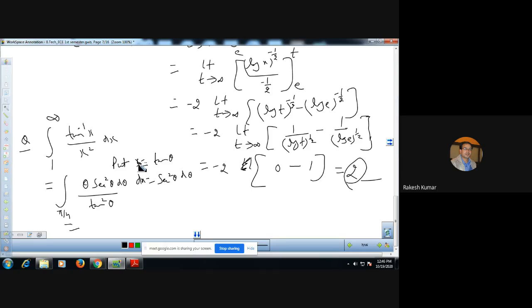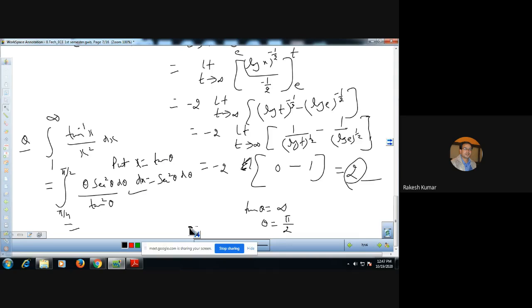And when x is equal to infinity, what about the theta limit? You know that tangent theta is infinity. At what angle should theta be? Pi by 2. So the lower limit is pi by 4 and the upper limit is pi by 2, and you can simply integrate it. This was done in 10 plus 2 class.